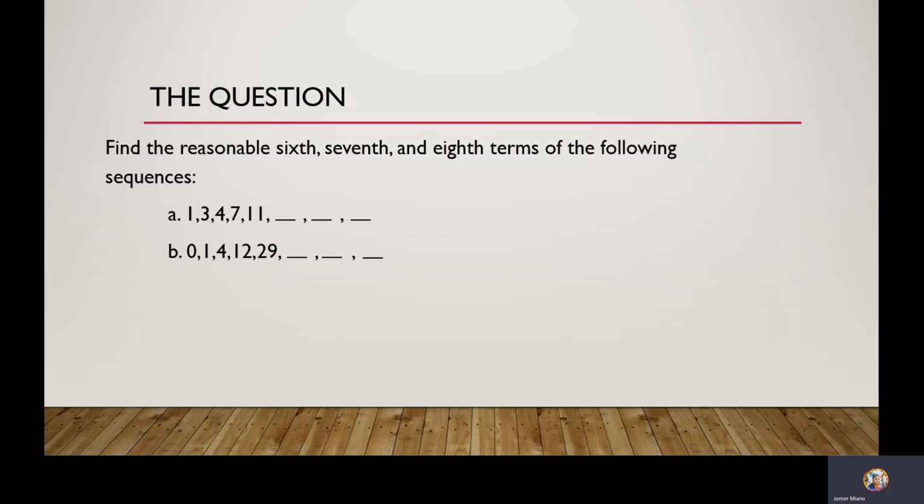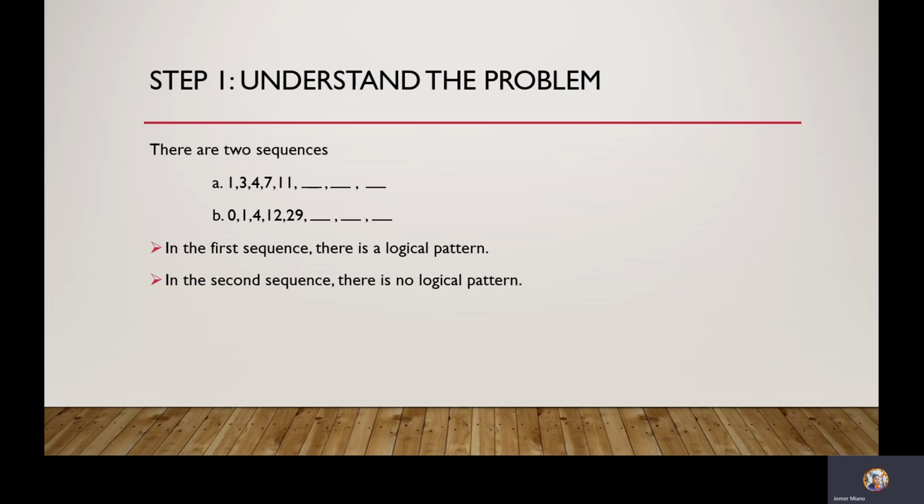The question is find the reasonable 6, 7, and 8 terms of the following sequences. So letter A 1, 3, 4, 7, and 11. So letter B 0, 1, 4, 12, and 29.